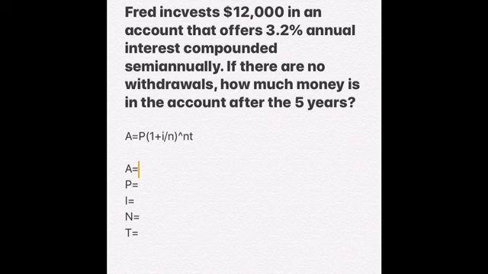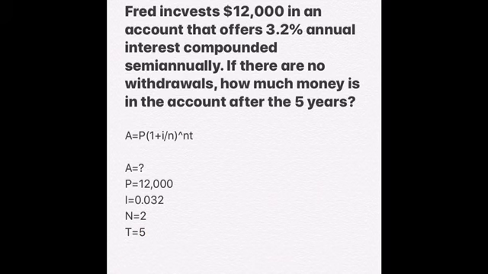Fred invests $12,000 in an account that offers 3.2% annual interest compounded semi-annually. If there are no withdrawals, how much money is in the account after 5 years? A equals P bracket 1 plus I divided by N bracket NT. A equals unknown, P equals 12,000, I equals 0.032, N equals 2, and T equals 5.